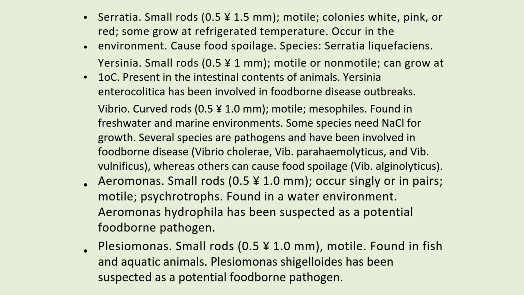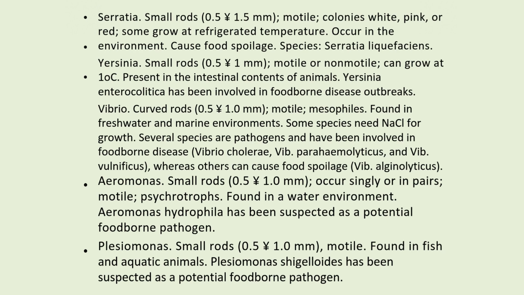Another important genus is Vibrio. These are curved, motile rods. They are mesophiles found in freshwater and marine environments. Some need sodium chloride for growth. Several species are pathogens involved in foodborne disease, such as Vibrio cholerae, Vibrio parahaemolyticus, and Vibrio vulnificus. Others can cause food spoilage, like Vibrio alginolyticus.